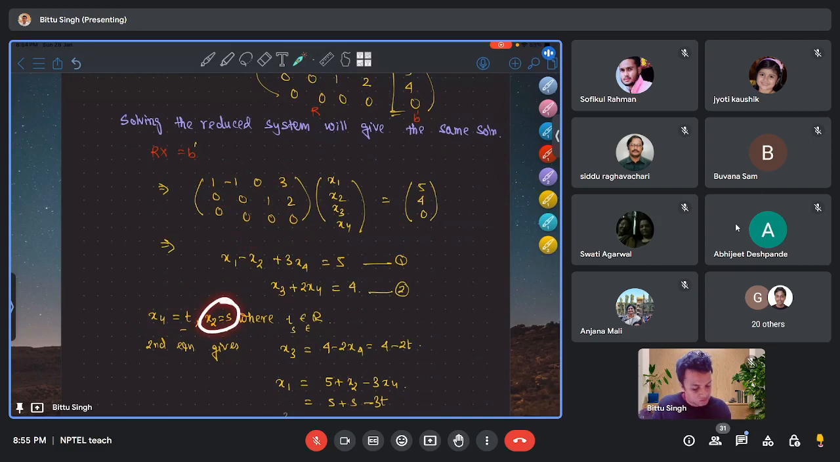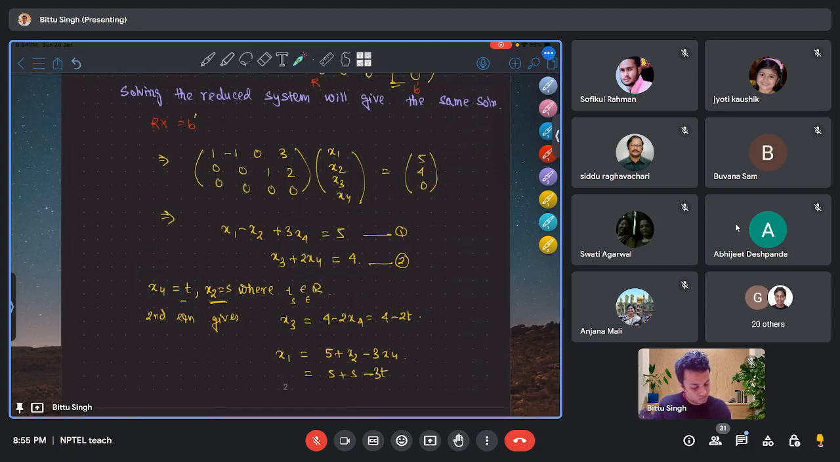We have taken the second entry x2 to be s, and the fourth entry to be t, and put those things in the given equations. For example, the second equation is simpler, so we put x4 is t in the second equation, and then you will get x3 to be 4 minus 2t. Similarly, now we put the values of x2 and x4. x2 is s, x4 is t. Putting them in, you will get x1 to be 5 plus s minus 3t.